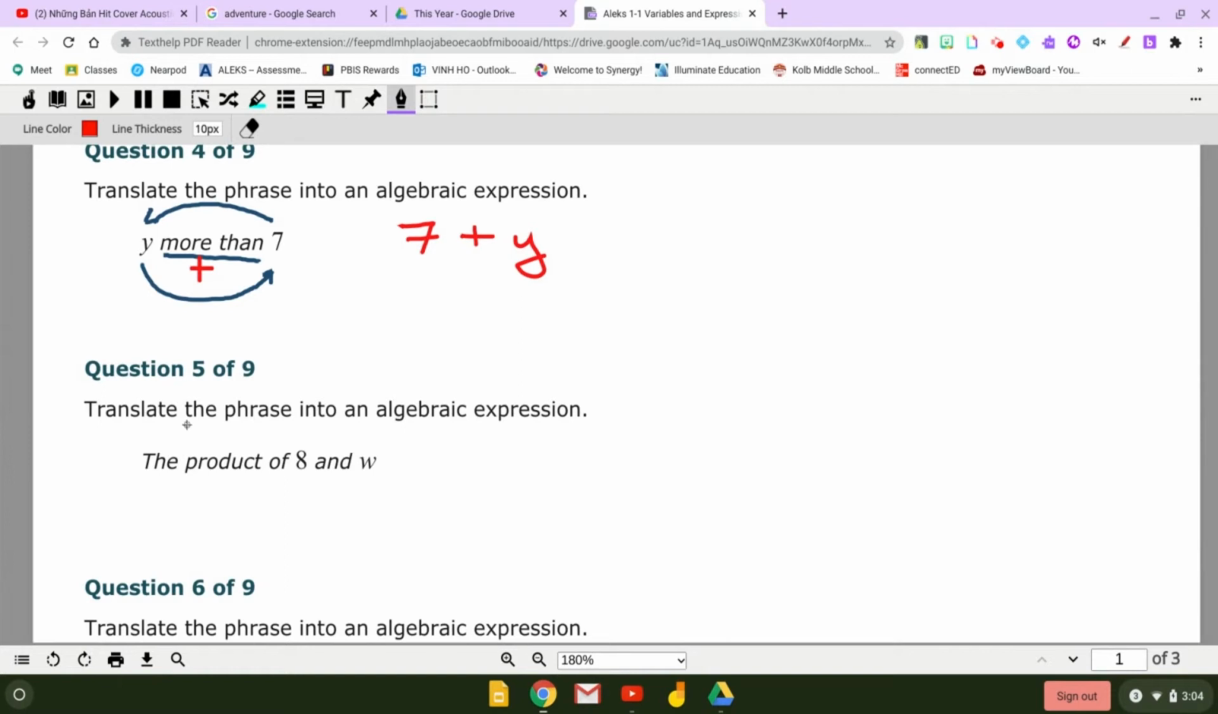Problem 5. Translate the phrase into an algebraic expression. The product of 8 and w. What is the product? What kind of operation is that? The product of 8 and w. Product means times. So that will be 8 times w. And sometimes we just write it as 8w. That's it.